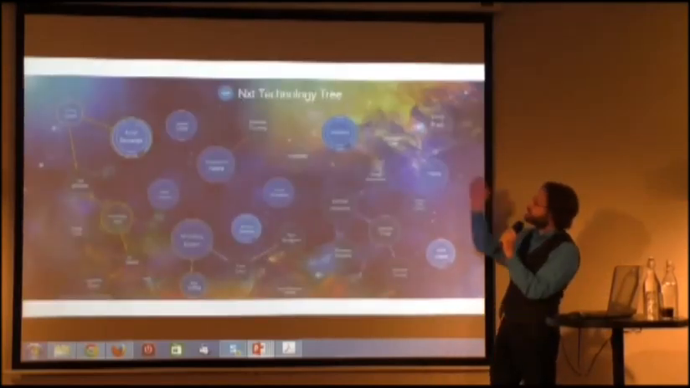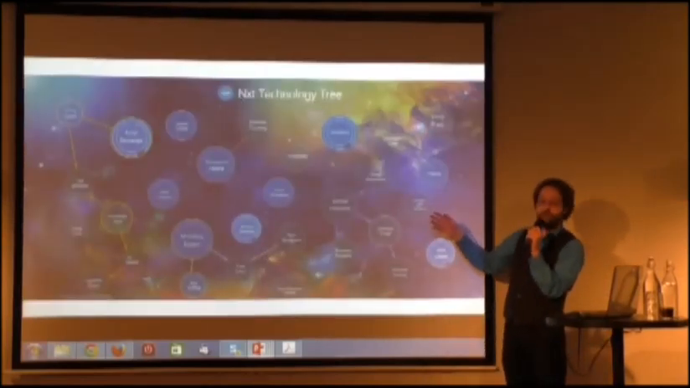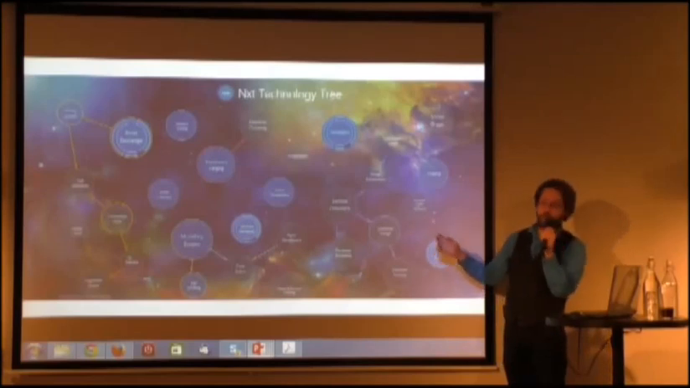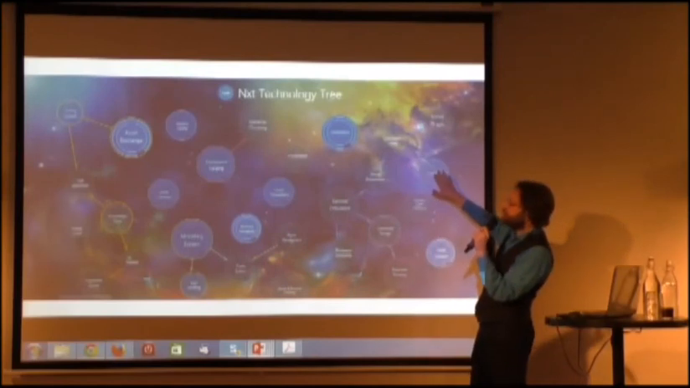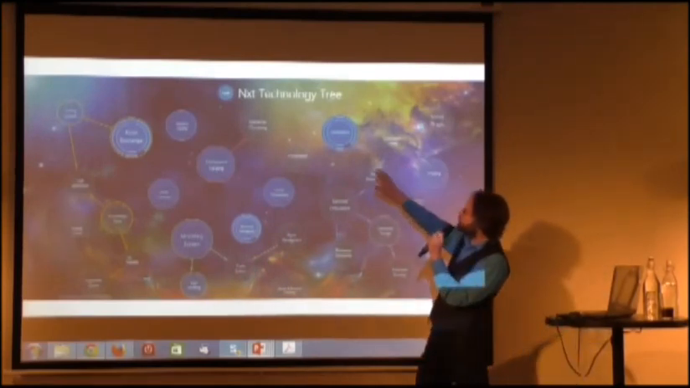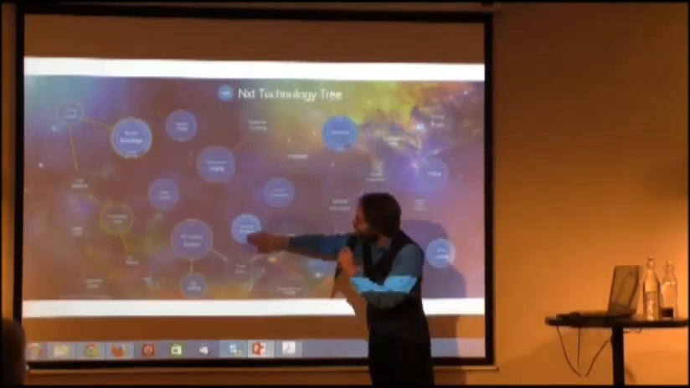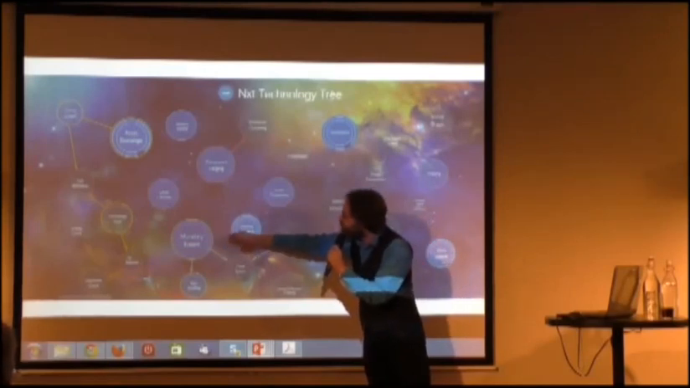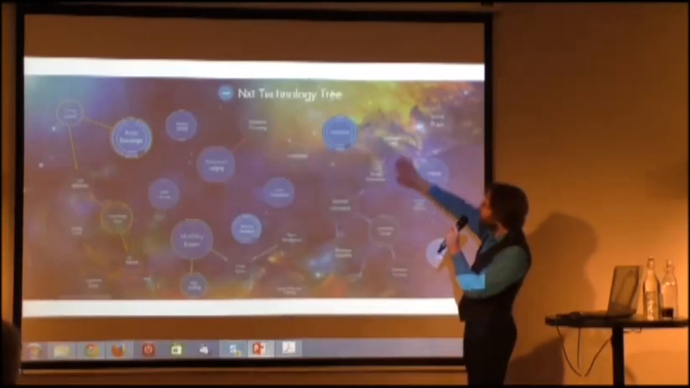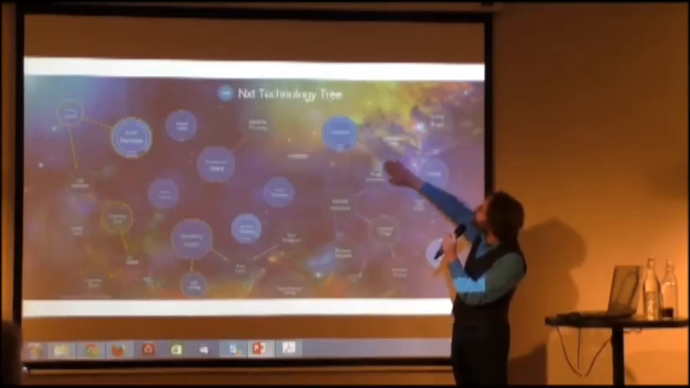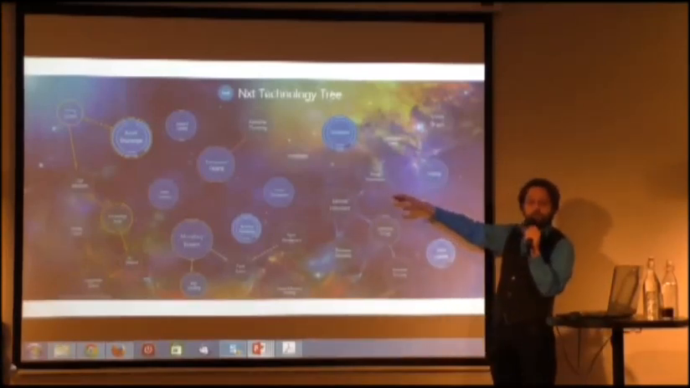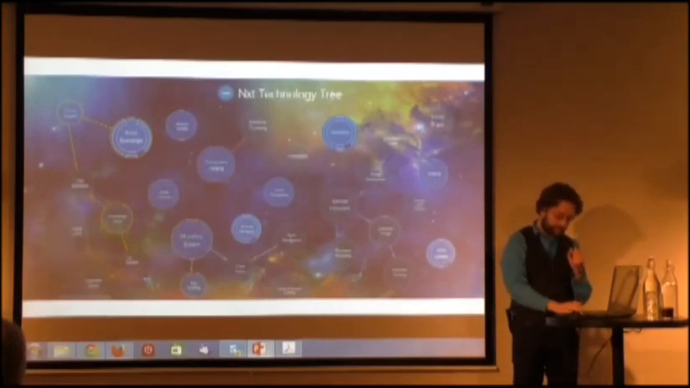This is our technology tree. I invite you all to go to nexttechnologytree.com. These are all the things that are planned and implemented. We have a few things: marketplace, arbitrary messaging, that's the data transfer, monetary system. All the grayed out ones are still in development. So there's a lot coming.